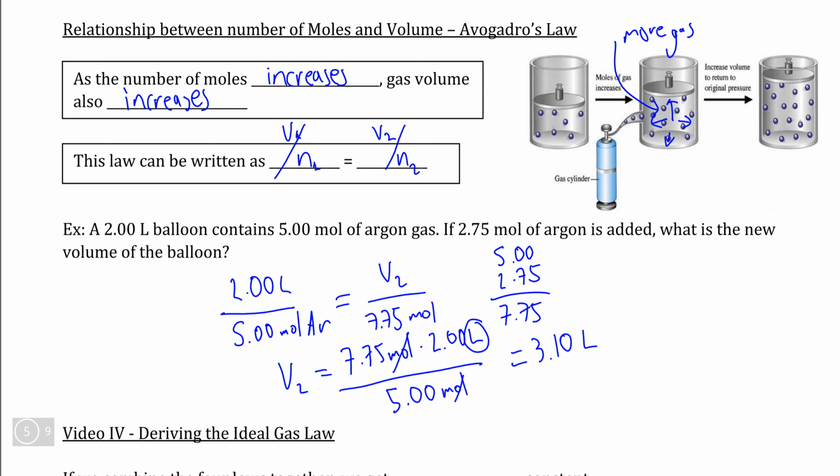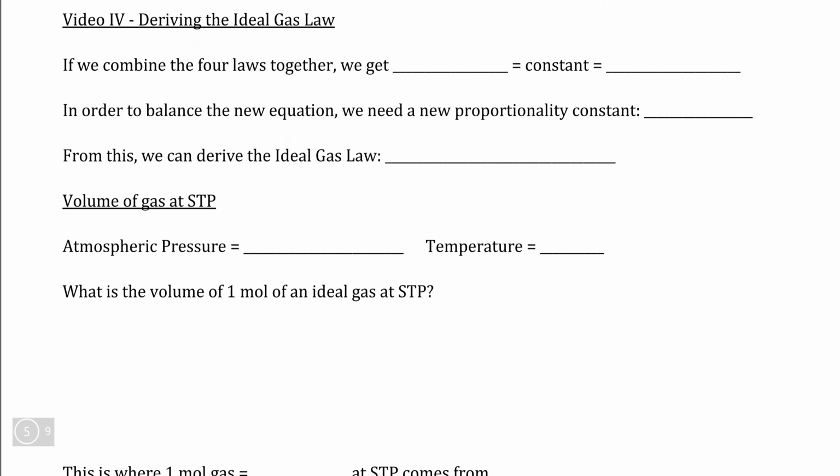In the next video, we're going to combine all 4 of the gas laws that we talked about in these 2 videos in order to come up with an ideal gas law that we can use to calculate any of those missing variables, that being pressure, temperature, volume, or number of moles of gas, provided that we have all of the other variables' information with us.